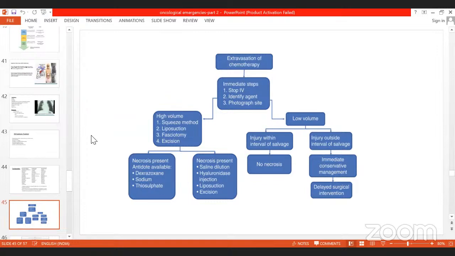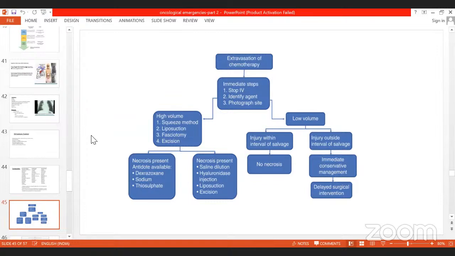And if it's a low volume, then injury within the interval of salvage, like if there is no necrosis, an injury outside the interval of salvage, then after the salvage interval we give immediate conservative management and delay the surgical intervention. If it's a high volume and the necrosis is present, we generally give antidotes. We have different antidotes for a few of the chemotherapy agents.